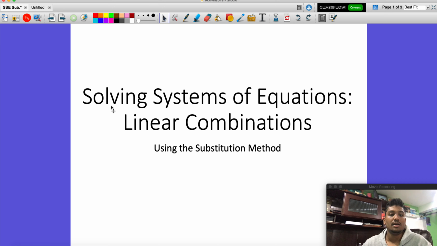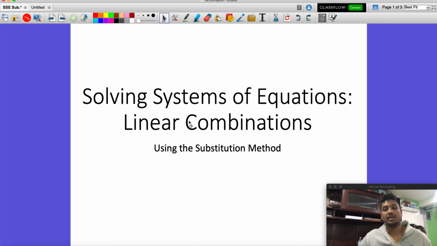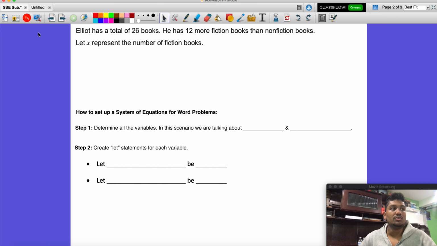Okay, so the next thing that you guys are going to be doing is solving systems of equations using linear combinations. Pretty much you're going to be given a word problem. You're going to have to be able to solve it using the substitution method, which is what you guys just did. So we'll do one example.